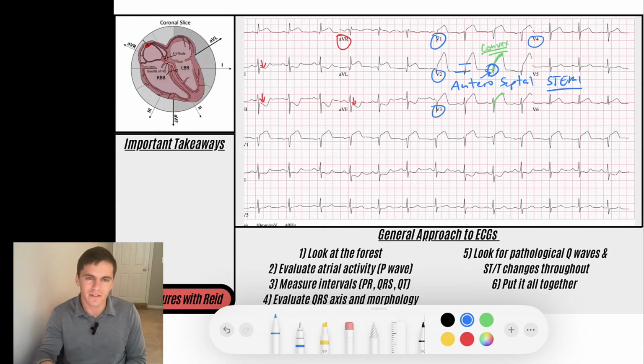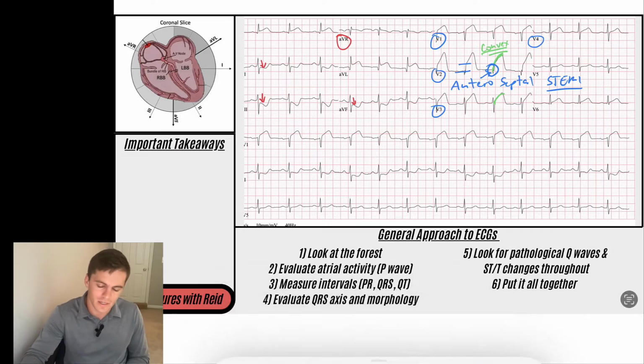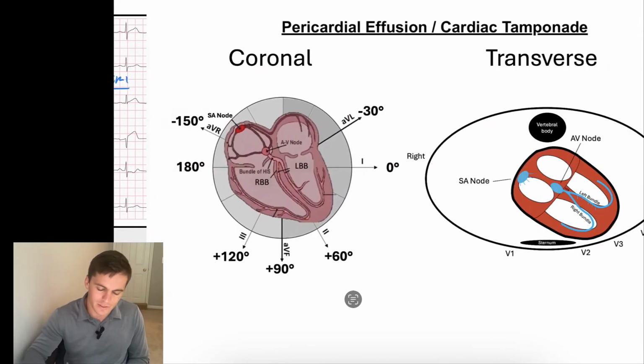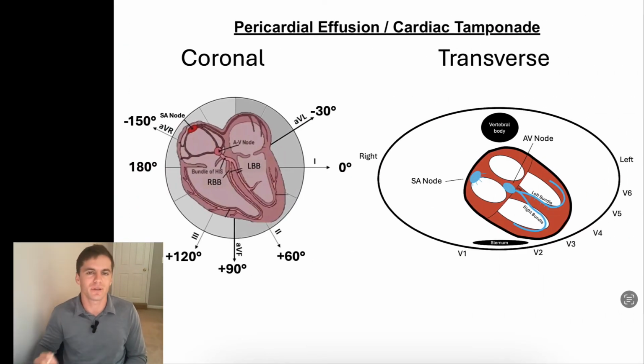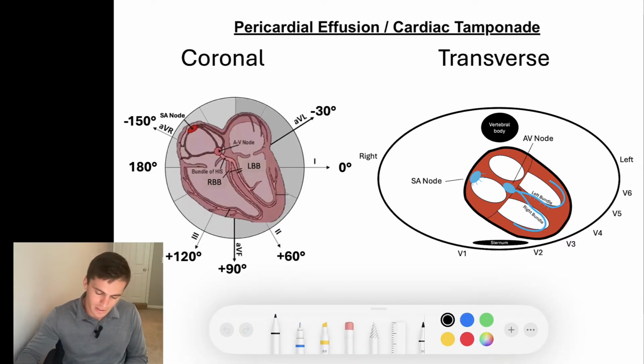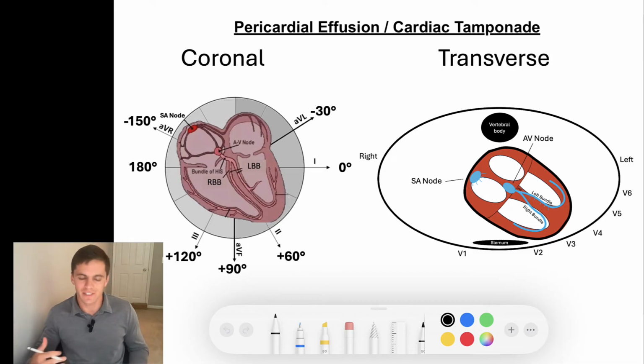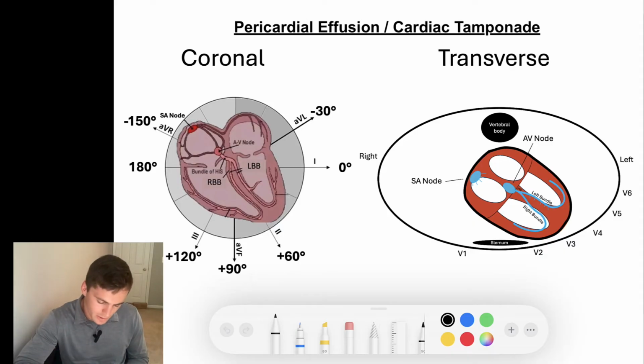This one's kind of right in your face, but I just wanted to talk to you about some of the differences. So the last thing we're going to talk about is a really interesting complication of pericarditis, which is a pericardial effusion or cardiac tamponade. And that's important because there are some interesting features on ECG as well. And so let's talk about what happens.